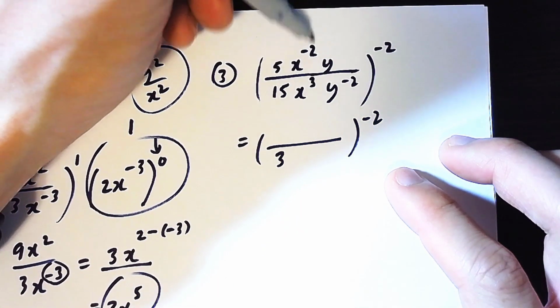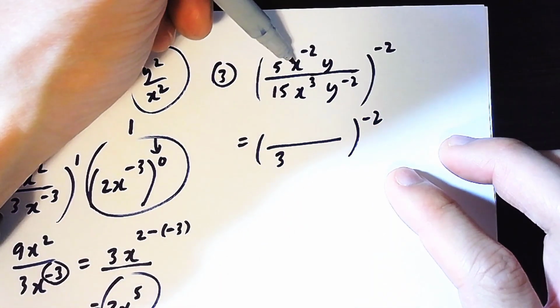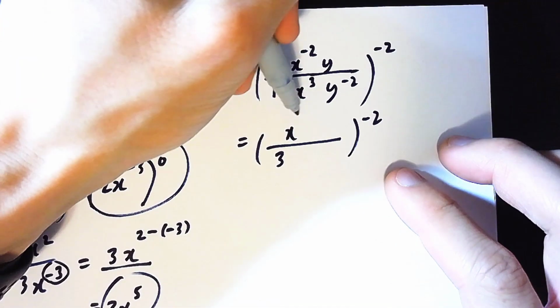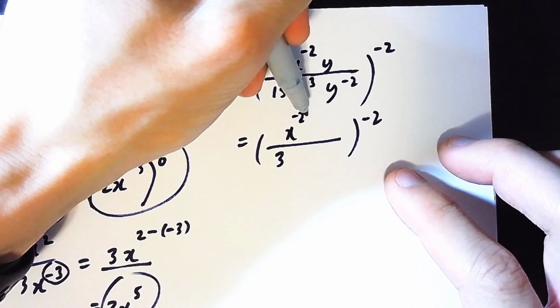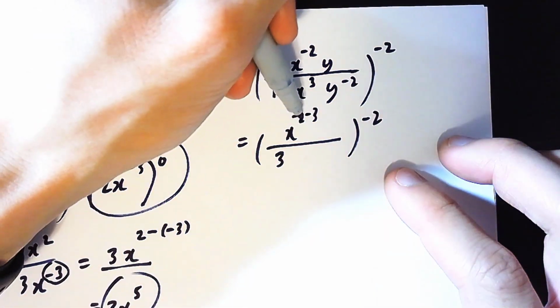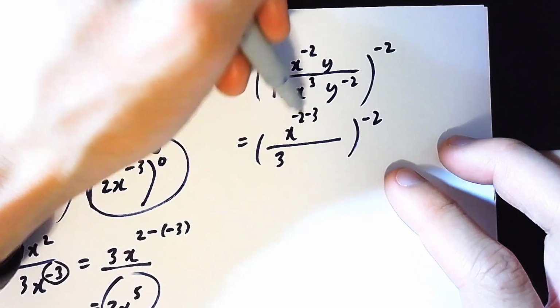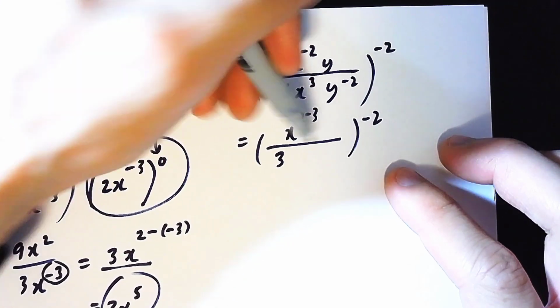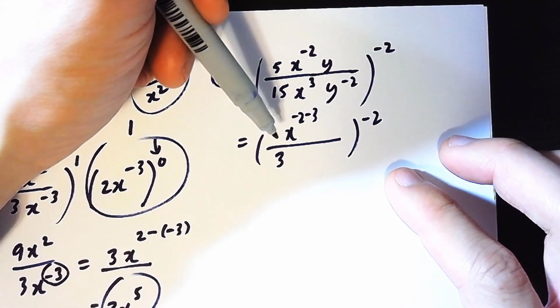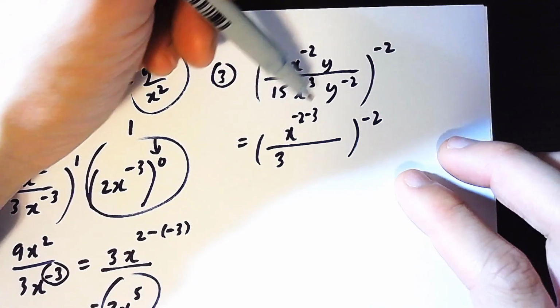Let's work on the x's now. This is going to be x to the -2 minus 3. So -2 minus 3 is -5. If you become very good at this, instead of writing x to the -5, you could have written just x to the 5 on the bottom here. So depending, you can skip as many steps as you feel comfortable.